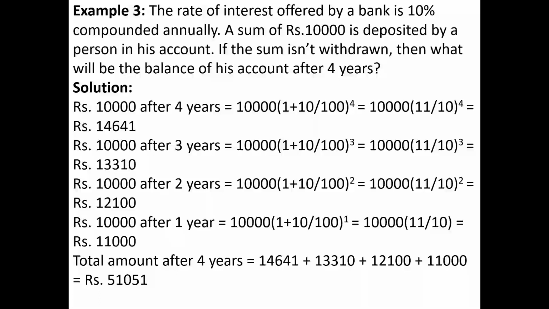The rate of interest, what is it? Bank interest 10%. Annually means in a year the bank is giving 10% interest. The sum of amount deposited is 10,000. A person has deposited 10,000 in a bank, and he didn't withdraw any amount, then after 4 years how much amount will he get?